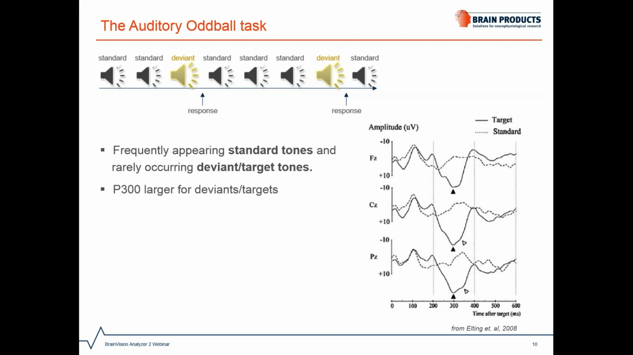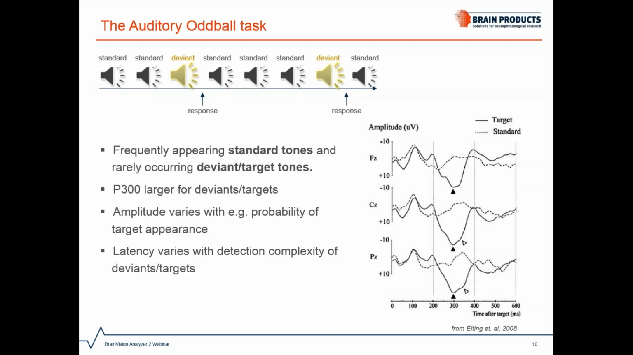What can usually be observed is that the P300 ERP component is stronger for deviants, which you can also see here in this example on the right. The amplitude varies, for example, with the probability of target appearance, whereas the latency varies with the detection complexity of the target. But there are many more observed effects due to the selection of stimuli or presentation scheme, which were investigated in thousands of scientific studies.